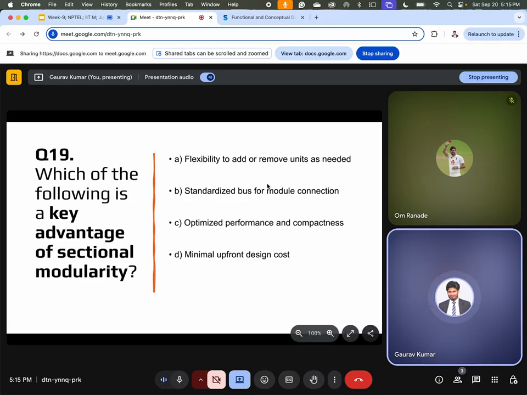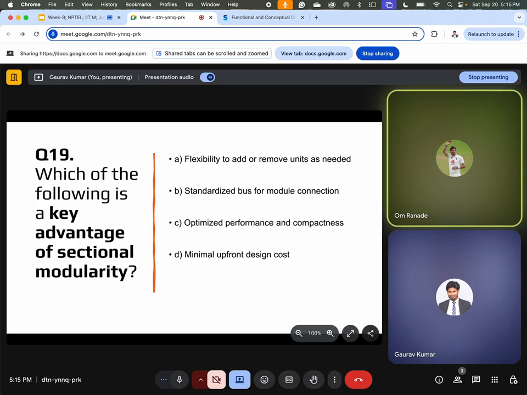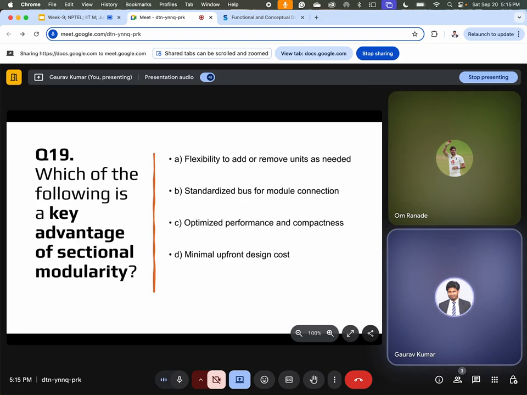Now moving to the next question, question number 19. Which of the following is the key advantage of sectional modularity? Can you answer? Option A. Okay. Think about this question again. Okay, let me give you the hint.